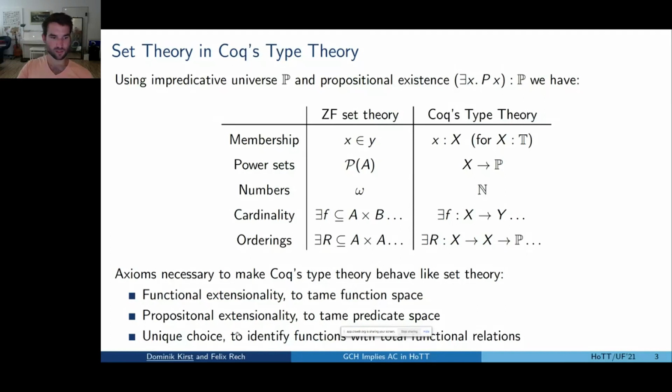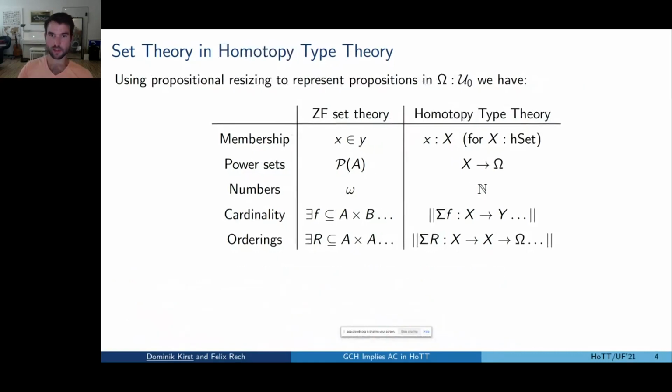And to remedy this, we needed to assume the axiom of unique choice as well. And this left us kind of unsatisfied with our development. And so we were thinking that this might be a good case study to use HoTT instead, because here the situation is way more well-behaved.